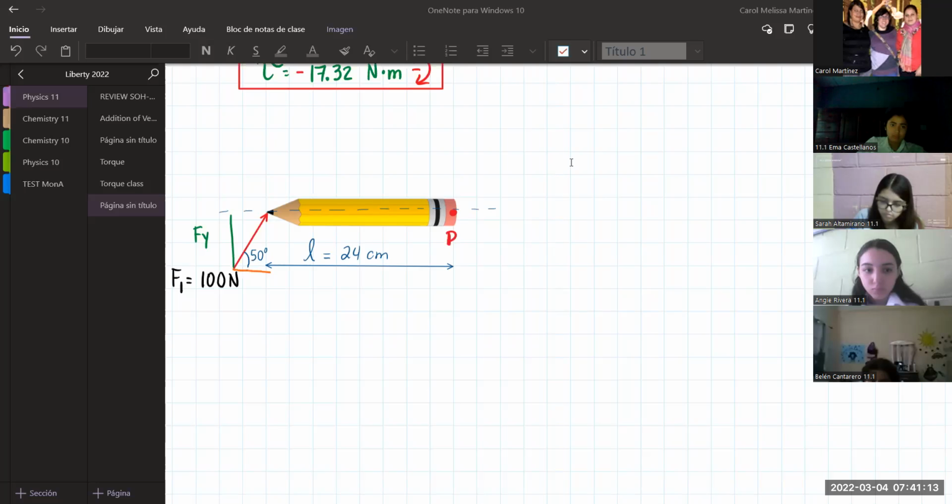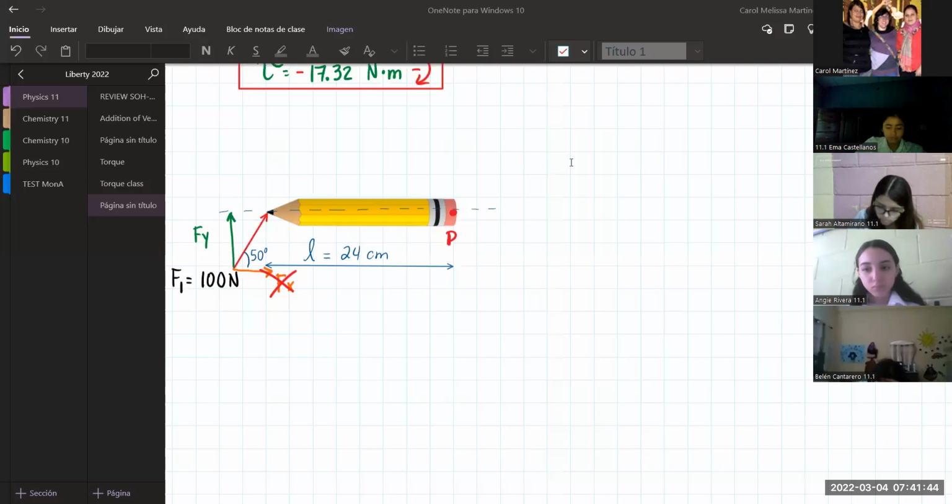In what direction is y going, up or down? Up. In what direction is x going, right or left? Right. Okay, so what component are you going to discard? Fx. Fx doesn't work for us, okay? So you don't work with it.